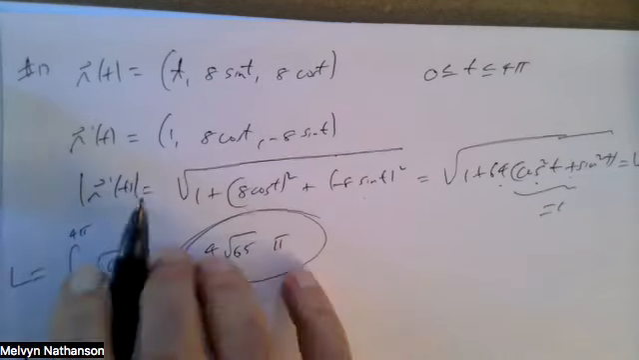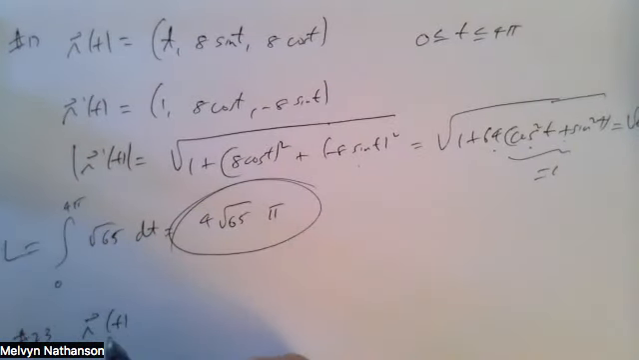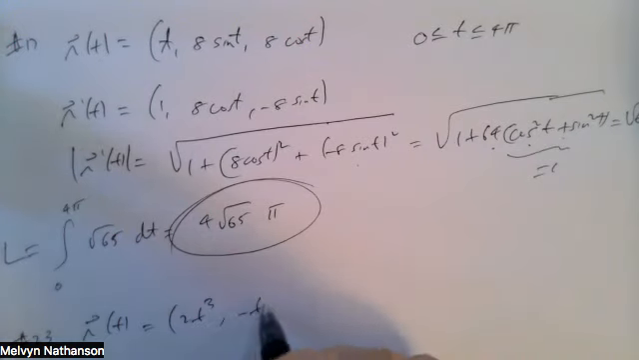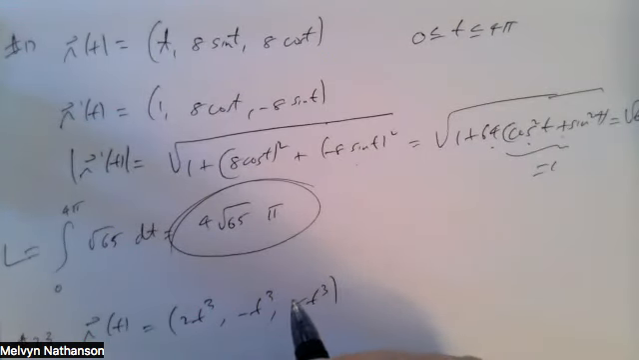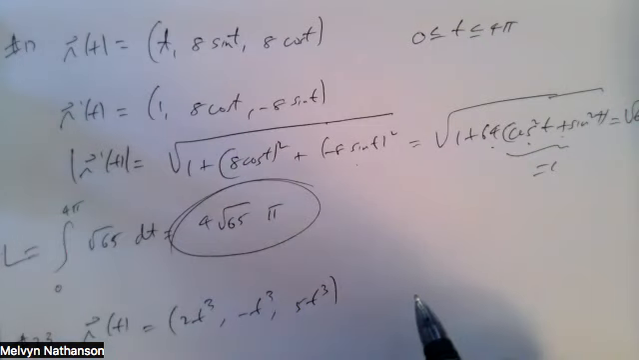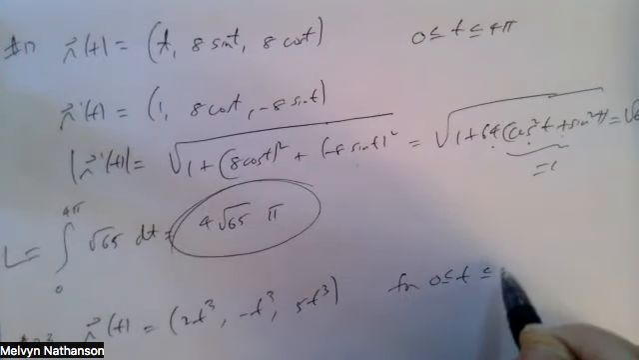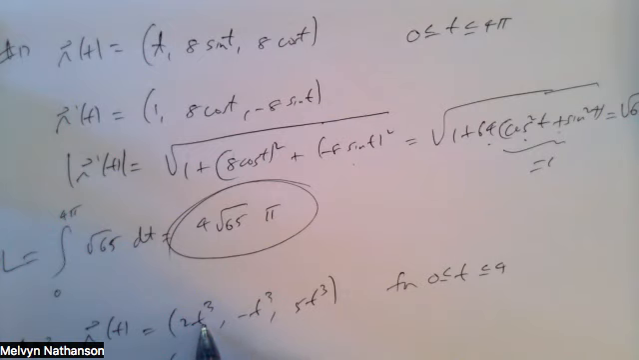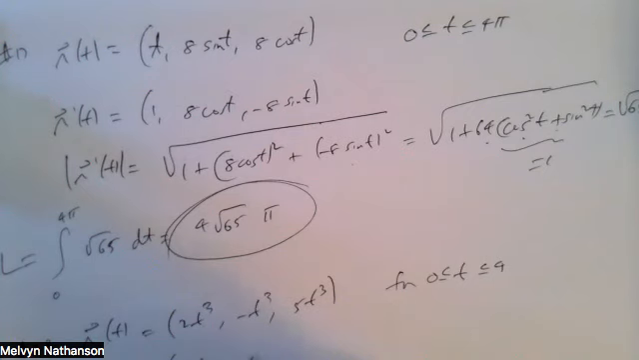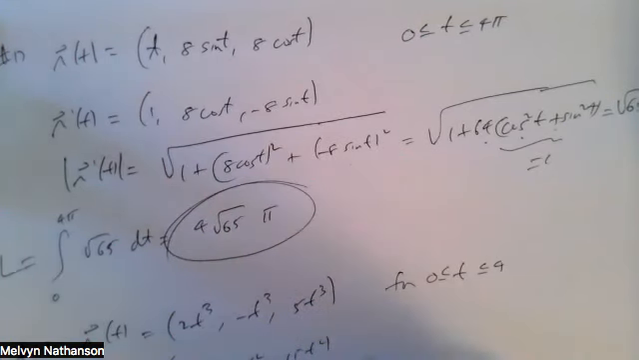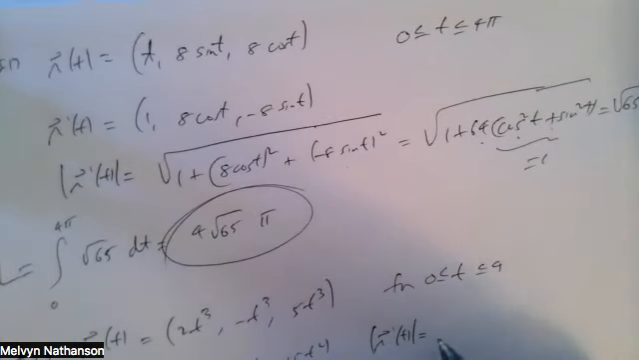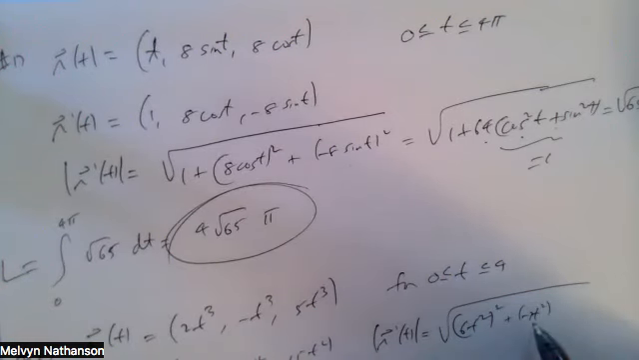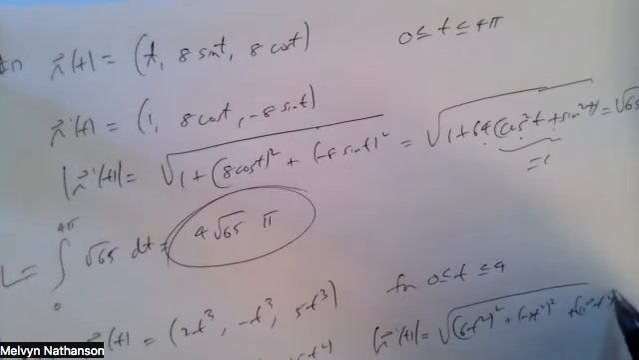Let's do a couple more. Number 23. We have a particle moving, and its position at time t is 2t cubed, minus t cubed, 5t cubed. And we want to find its speed at any given time and the length of its trajectory for t going from time 0 to time 4. So if this is r of t, r prime of t is, the derivative of t cubed is 3t squared, so you get 6t squared, minus 3t squared, 15t squared. So the length of this vector, the speed, is the square root of 6t squared squared plus minus 3t squared squared plus 15t squared squared.